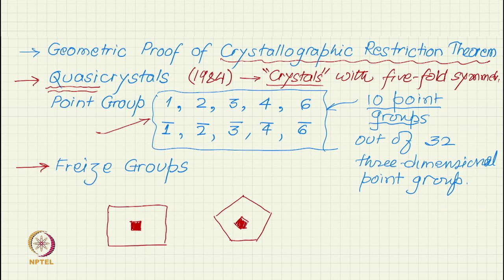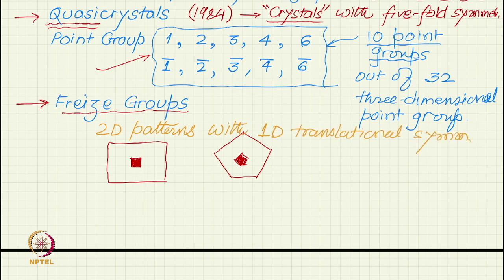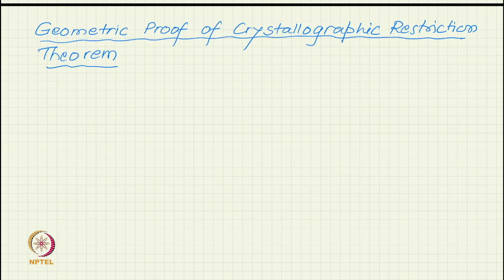So, frieze group, if you define, these are 2-dimensional patterns. So, the pattern is 2-dimensional, you are drawing in 2D, but the translational symmetry is 1-dimensional. 2D patterns with 1D translational symmetry. So, let us look at first the geometric proof of our crystallographic restriction theorem.